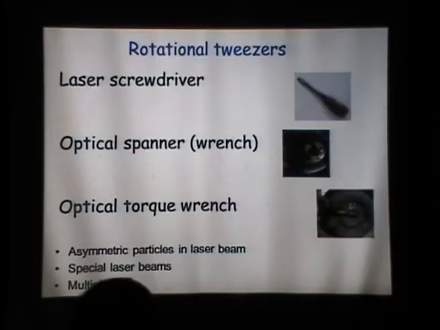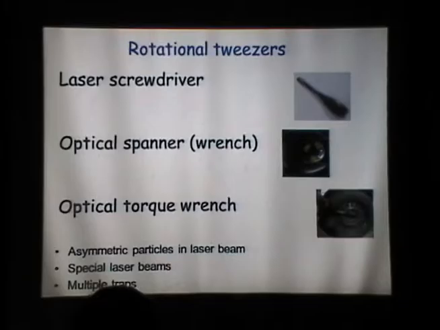There are several methods of doing it. We can have asymmetric particles in a laser beam and they will rotate. I can have specially formed laser beams that carry orbital angular momentum. And I can have multiple traps. You can imagine that I can have multiple traps and some sort of an object and apply forces which are unequal in two of them and therefore rotate the particle that way.